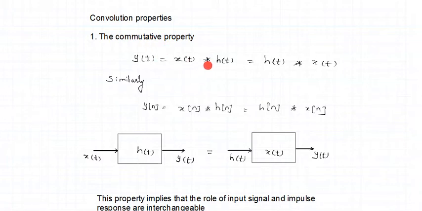On the same lines, convolution obeys commutative law, right? The way you perform the operation, the result is the same. So either you perform x(t) convolved with h(t) or h(t) convolved with x(t), the result is the same. The similar analysis can be applied to DT signals also. So x(t) convolved with h(t), or x(n) convolved with h(n), or h(n) convolved with x(n), results in the same result.